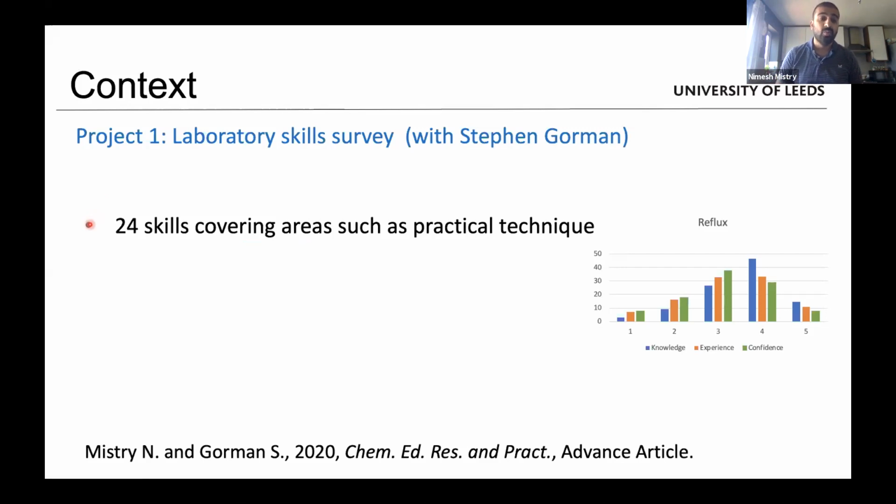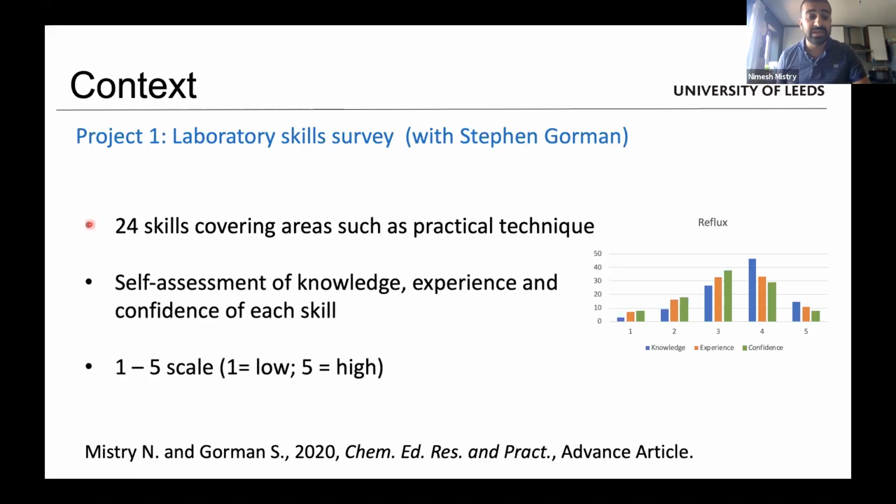So what we did was we designed an instrument that would measure a variety of laboratory skills. So there's 24 skills in total, covering areas such as practical technique and other areas like maybe the student's ability to problem solve in a laboratory context as well.